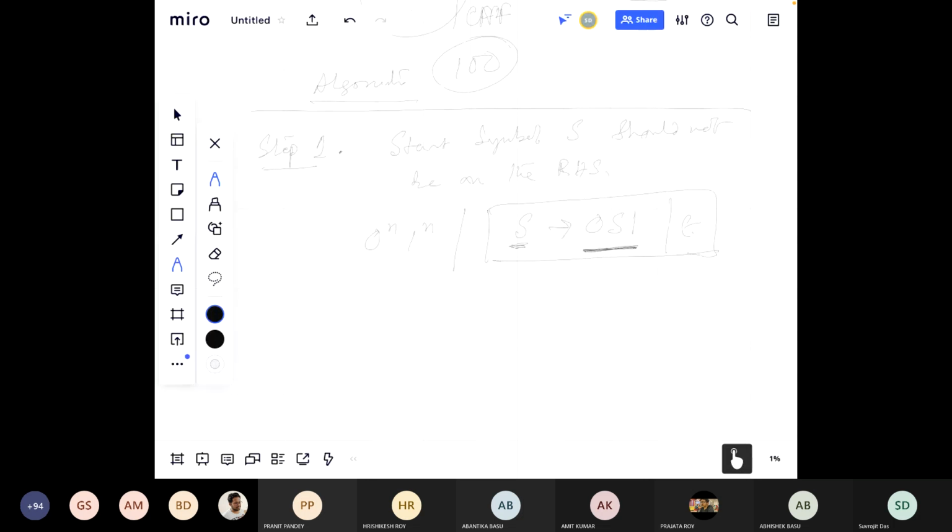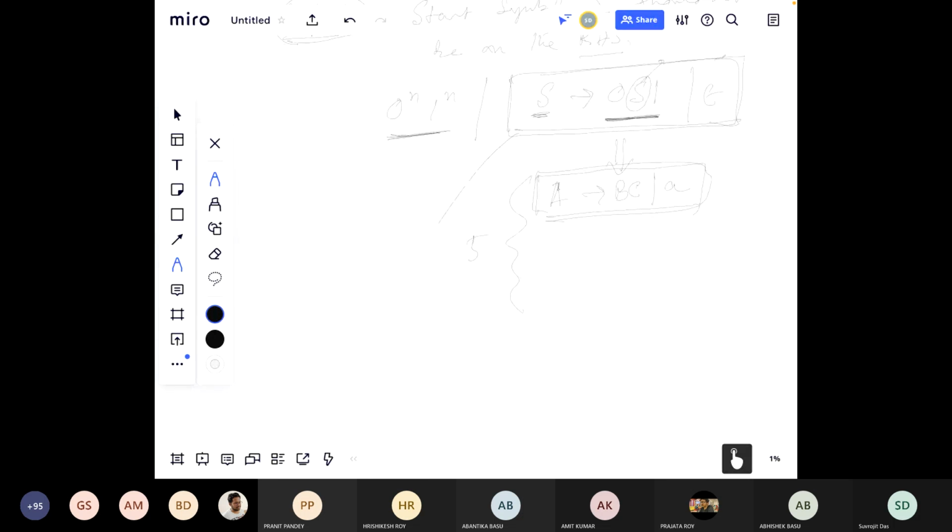So you have to convert an arbitrary CFG to some form such that all productions are of the form A goes to BC or a terminal. You have to convert these two rules into, say, 5 rules, but all the 5 rules are of this form. Got my point? So the first point that you have to note is S cannot be on the right hand side. In this arbitrary CFG that we designed for this case, S was on the right hand side. So the first step for designing a Chomsky normal form is that S cannot be on the right hand side.